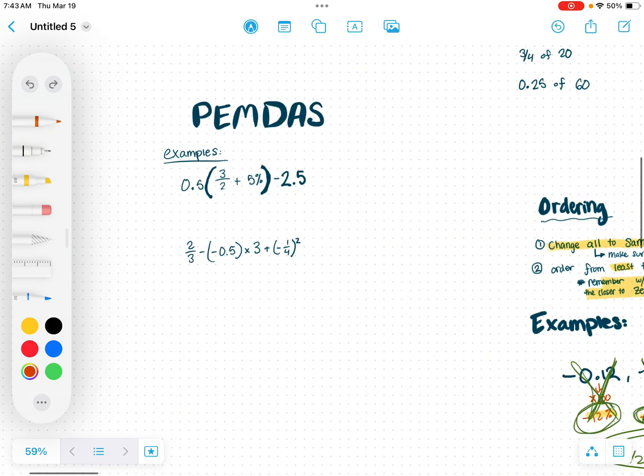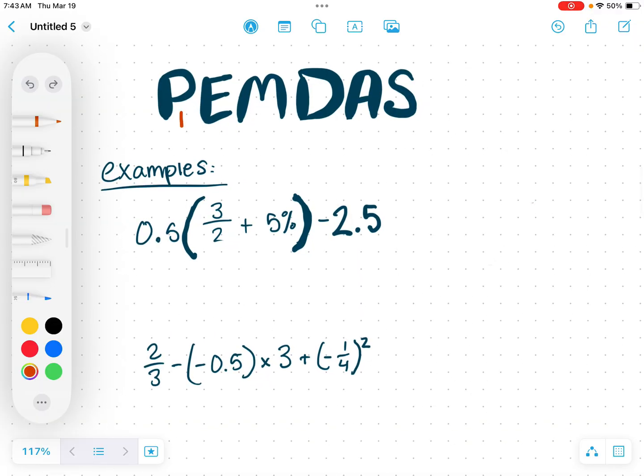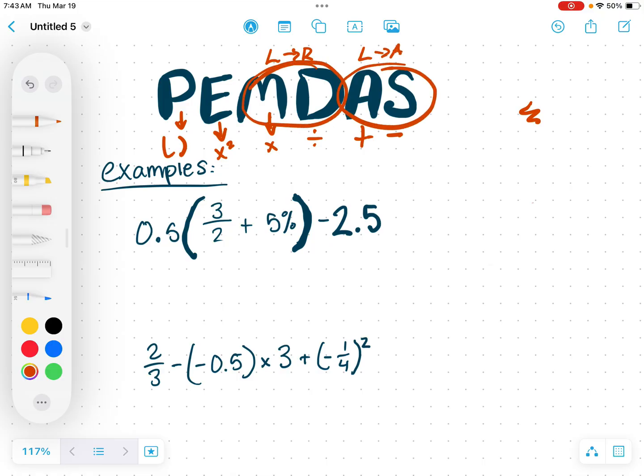Now we're going to go ahead and talk about PEMDAS. With PEMDAS, we want to remember that P stands for parentheses, E stands for exponents, M stands for multiplying, D stands for dividing, A stands for adding, and then S stands for subtracting. Okay? Remember always to do this order. Remember that multiplication and division go from left to right, and so does adding and subtracting. We want to make sure we do these two from left to right, and then these two from left to right, that they can switch order.